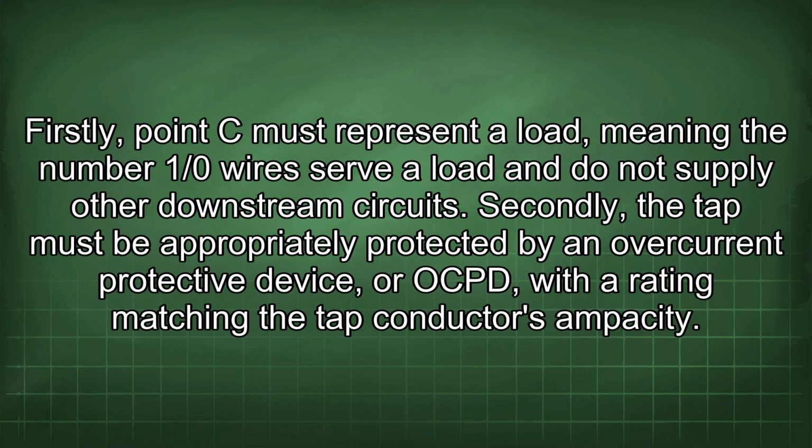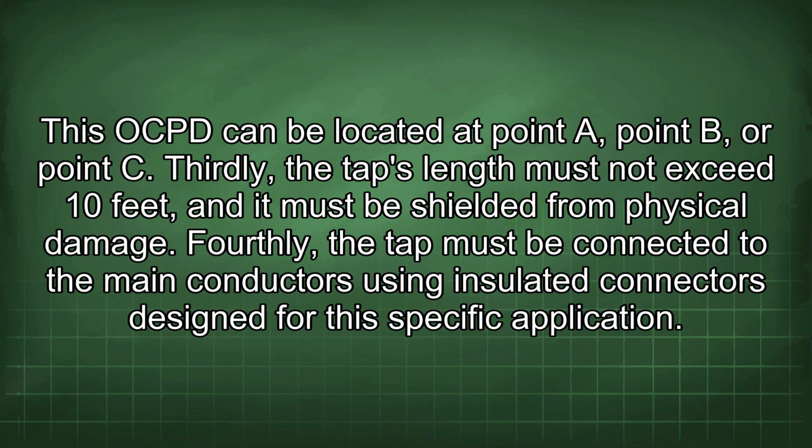Firstly, point C must represent a load, meaning the number 1/0 wires serve a load and do not supply other downstream circuits. Secondly, the tap must be appropriately protected by an overcurrent protective device, or OCPD, with a rating matching the tap conductor's ampacity. This OCPD can be located at point A, point B, or point C. Thirdly, the tap's length must not exceed 10 feet, and it must be shielded from physical damage. Fourthly, the tap must be connected to the main conductors using insulated connectors designed for this specific application.